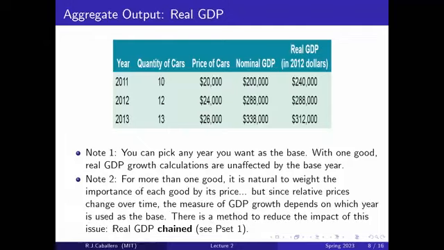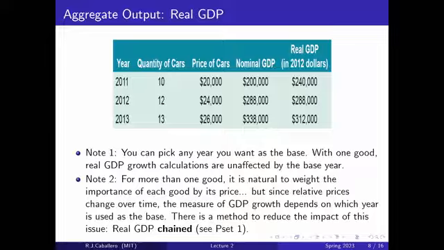This is an example I gave you, and then in the problem sets you had more complicated examples with multiple goods. Here you have an economy that produces only one good, cars, and that produces 10 cars here, 12 cars here, 13 cars here. The price of the cars is rising, so the nominal GDP is rising a lot, while the real GDP is rising less. How do we measure real GDP here?